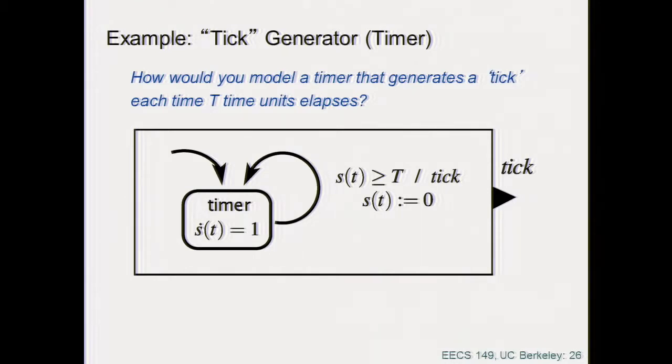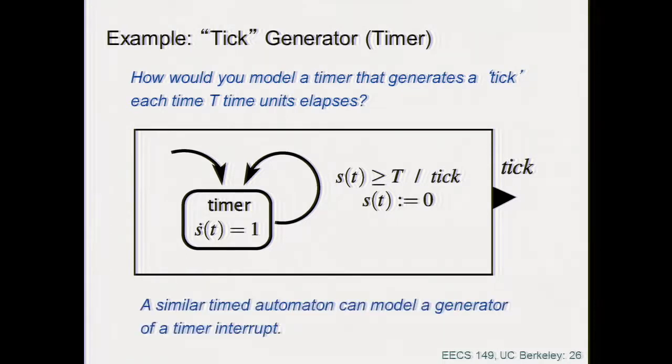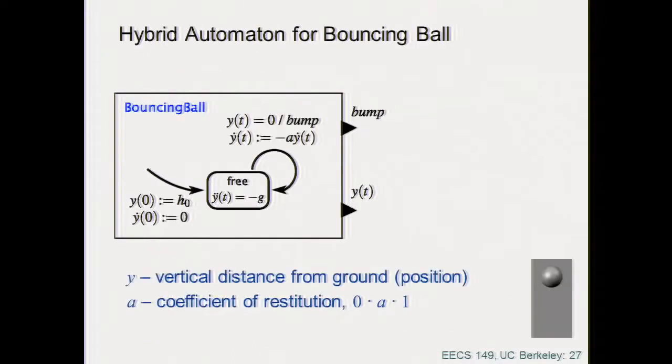So you have a self loop. You have s t larger than or equal to T. You output tick. Otherwise, you set s t equal to 0. Okay? That's it. Very simple. So a similar timed automaton can model a generator of a timer interrupt. So you have seen the interrupts mechanism in your labs, and you can have a generator of interrupts using this mechanism of counting time.